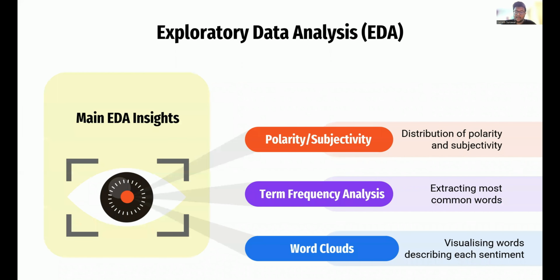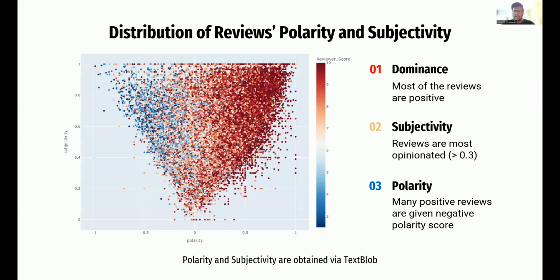Coming to the EDA, for both training and validation dataset, it mainly consists of three major parts: polarity and subjectivity of reviews, term frequency analysis, and lastly, word clouds. Using TextBlob subjectivity and polarity ratings, each review is plotted on the scatter plot. Going from the bottom to the top, it seems that most of the reviews are opinionated. We can also see that many positive reviews are given low polarity score by observing the red points on the left side of the curve.